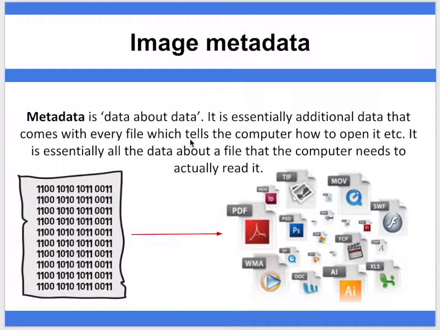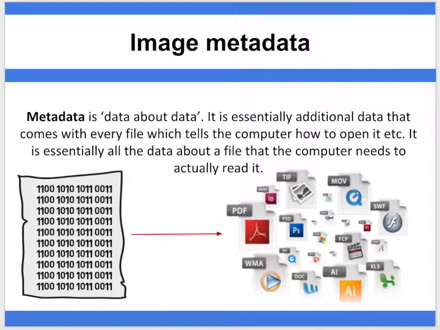So we can summarize it with this sentence here: it is essentially all the data about a file the computer needs to actually read it, and it consists of binary values like everything on a computer system, and it is a makeup of different concepts and different components needed to actually recreate the image file.